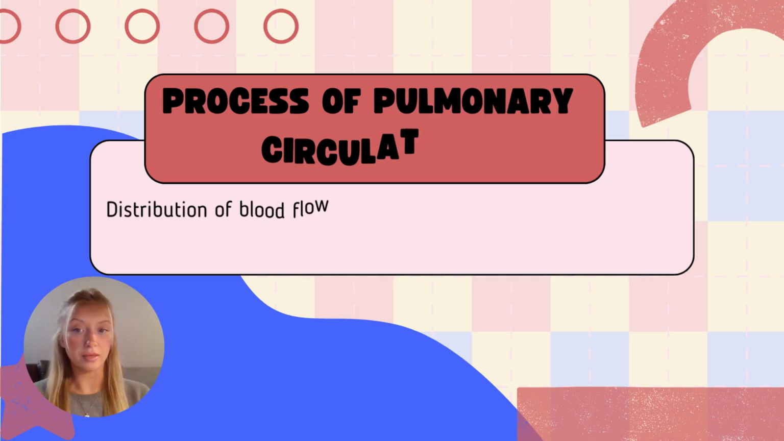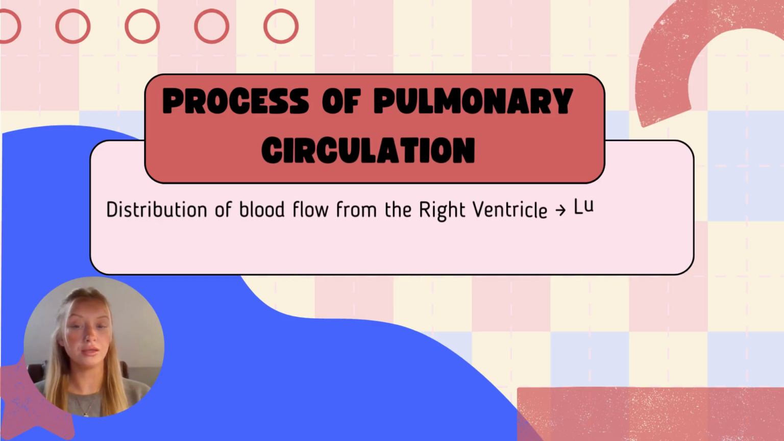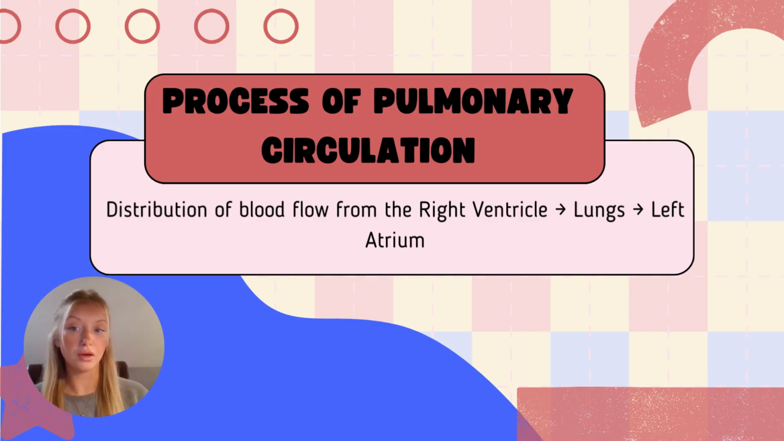So first, I want to talk about the process of pulmonary circulation. Pulmonary circulation is the distribution of blood flow from the right ventricle, where the blood starts as deoxygenated blood. It then travels out the pulmonary arteries and goes to the lungs to pick up oxygen, and then travels back to the heart through the pulmonary veins and into the left atrium, where the blood now is oxygenated and has the ability to travel to the rest of the body and send oxygenated blood to the tissues.